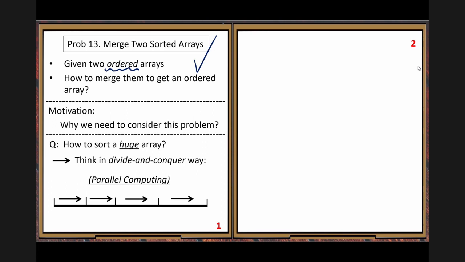Different processors, we send different subarrays to different processors, do the sorting, and then we merge those ordered subarrays. Parallel computing to make the whole processing faster. That's another good thing we can do, parallel computing. Just to let you know we can do a lot of good things.